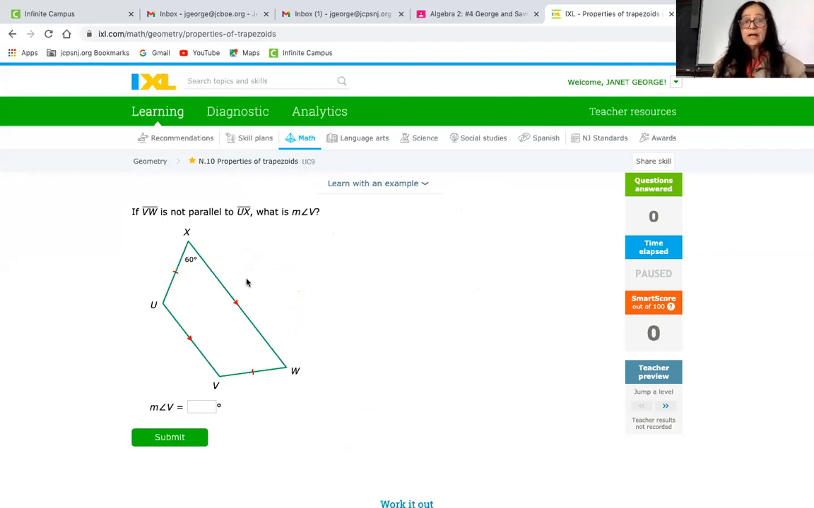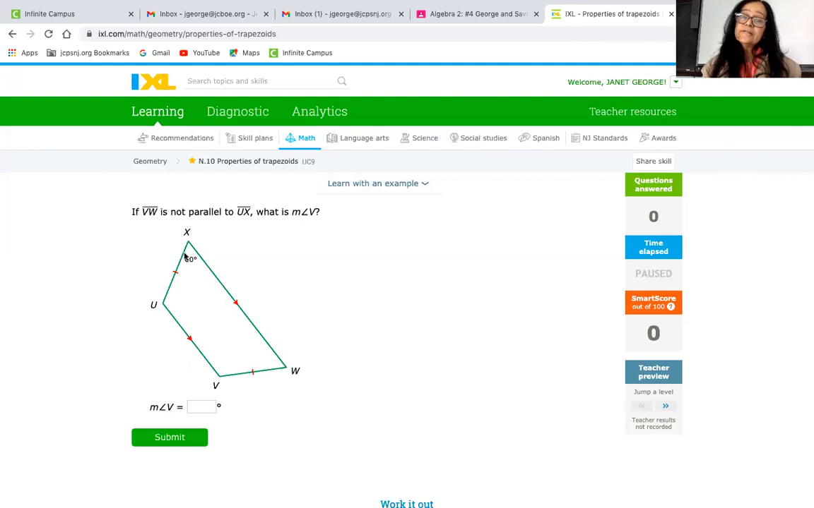Okay, it is an isosceles trapezoid. How do we know that? Because these two legs are congruent, and it is a trapezoid because one pair of sides is parallel, okay? And the other two sides are congruent. That's why we call it an isosceles trapezoid. Okay, so how do you figure out the measure of angle V?